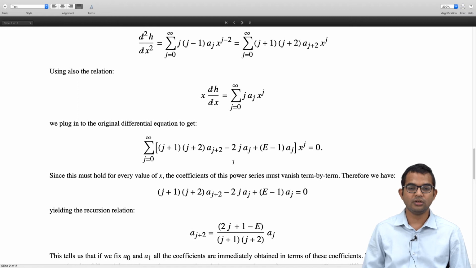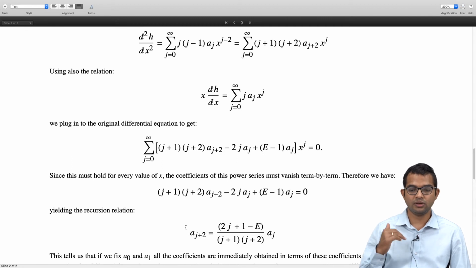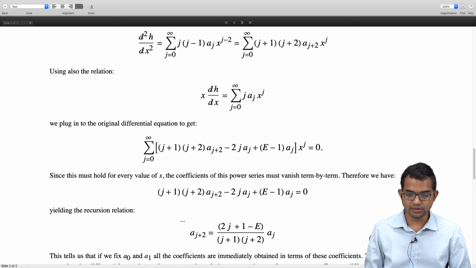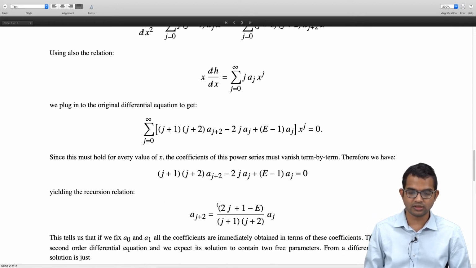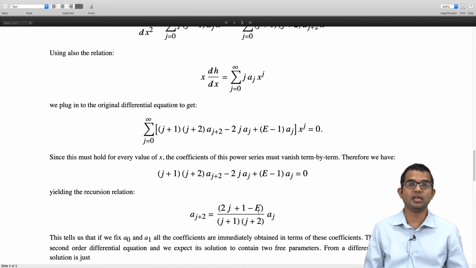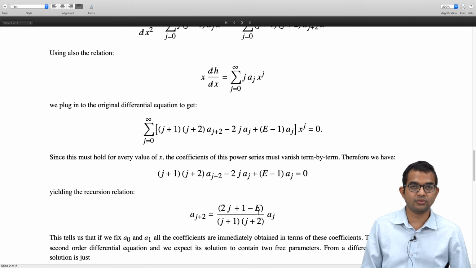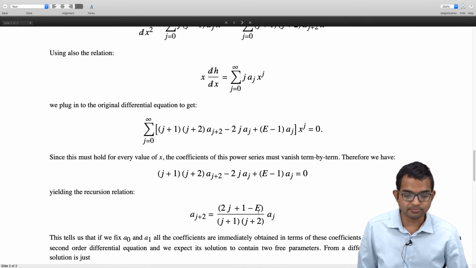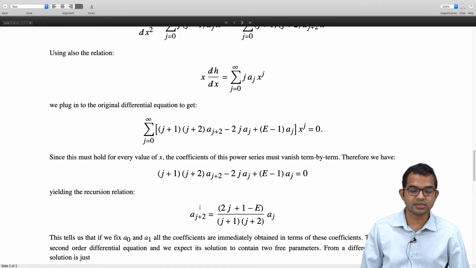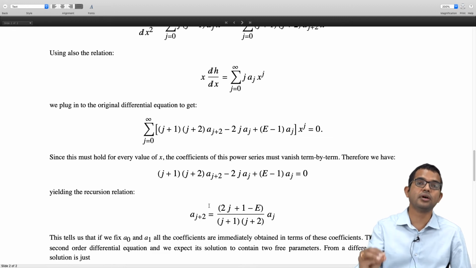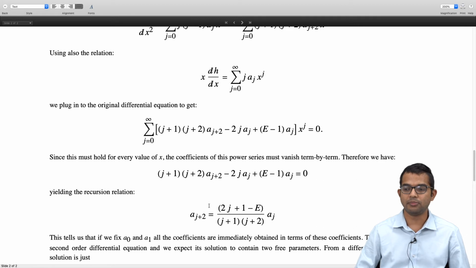It tells us that we are looking for a power series in which the coefficients are related by this relation. So if you know a_j, it tells you how to go to a_{j+2}. You see that this factor is in terms of j and e, where e is the energy of your system. If you fix a0 and a1, a0 will fix a2, and if you know a2 you know a4, and if you know a4 you know a6, because the same rule can be applied repeatedly.